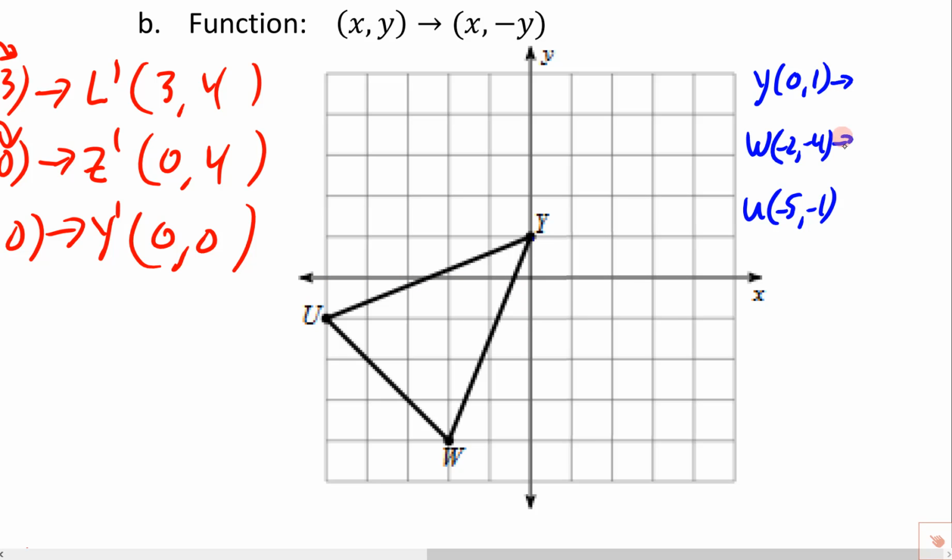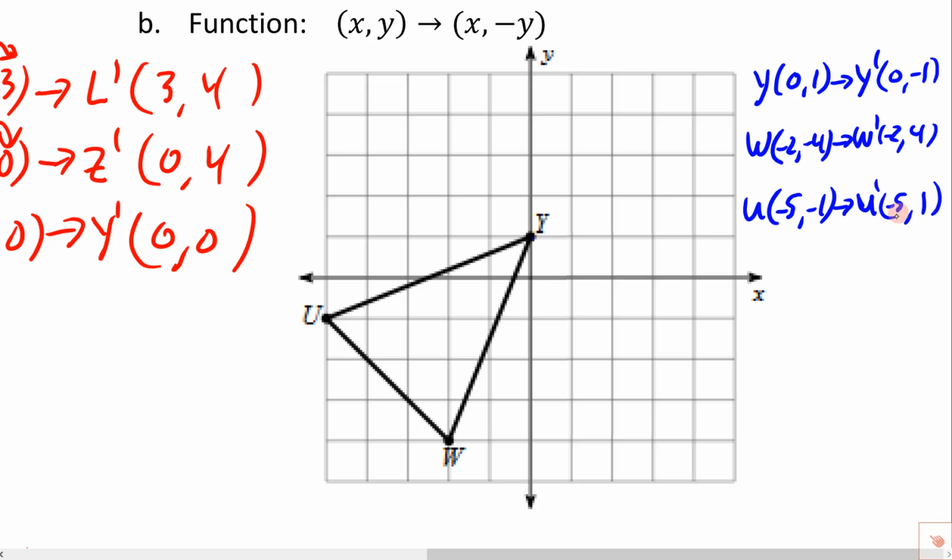Now here's what we need to do on each one of these to make the new points, Y prime, W prime, and U prime. We're going to take the x and keep it exactly the same. So I'm going to make this a 0, that a -2, and that a -5. What happens to the y? Well, whatever y used to be, we multiply it by -1. So if we multiply that by -1, we get -1. Multiply that by -1, we get a 4, and multiply that by -1, we get a 1.